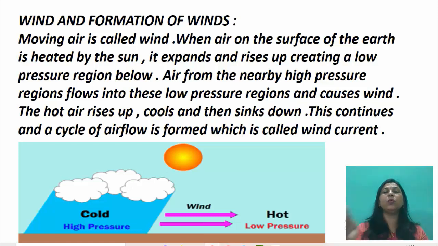अब पास में जो भी हाई प्रेशर रीजन्स हैं वहां से एयर जो है, it will flow into these low pressure regions and causes wind. The hot air rises up, cools and then sinks down. जो hot air ऊपर गई, ऊपर atmosphere में because the temperature is less, it cools over there and then it sinks down. This continues and a cycle of airflow is formed which is called as wind current.